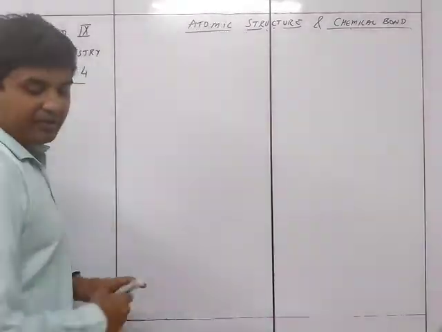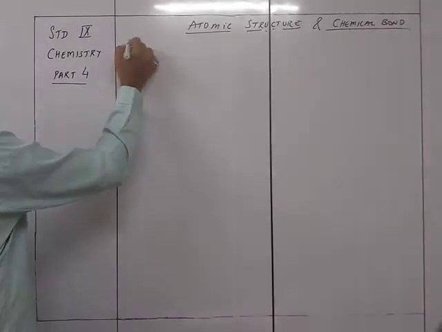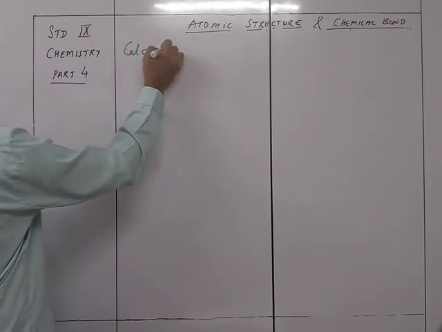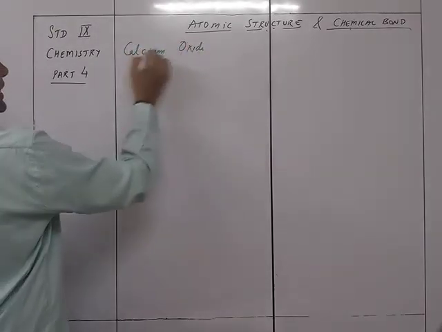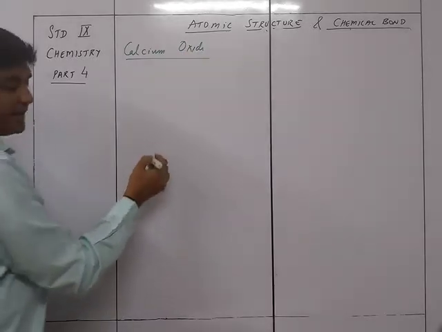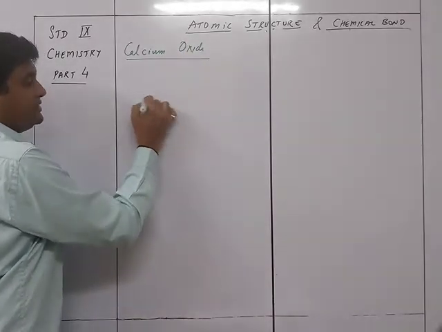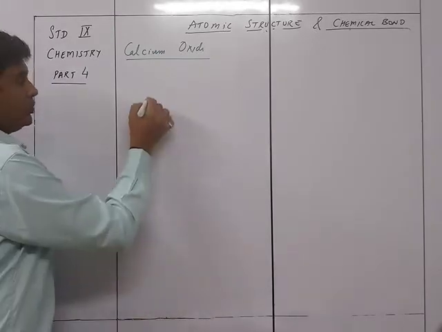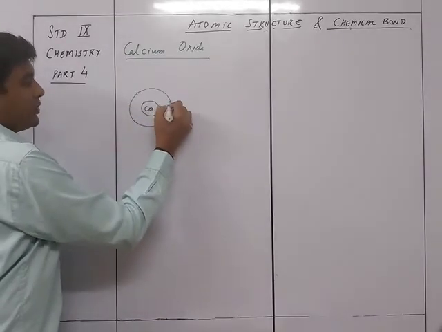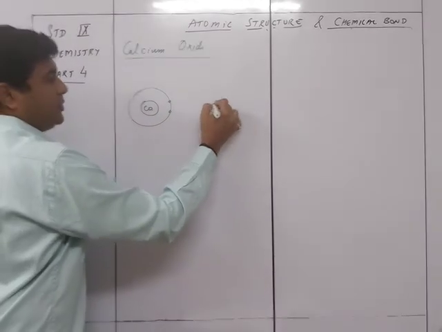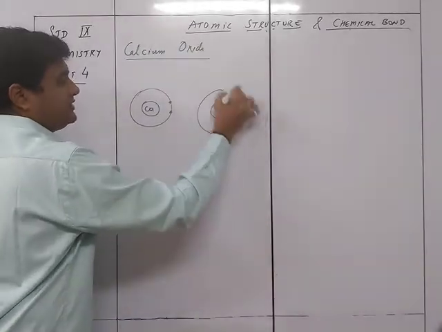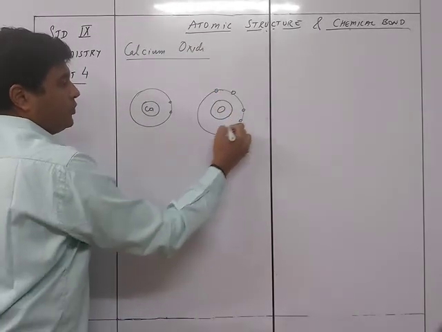So the next one is calcium oxide. So calcium oxide में क्या होगा, ये Ca है. So Ca कैसा होगा? It will be Ca, it will be here like this. It will have 2 electrons. So I just draw the outermost orbit, so 2 electrons here, and oxygen over here, which will have the outermost orbit with 6 electrons. 1 2 3 4 5 6.